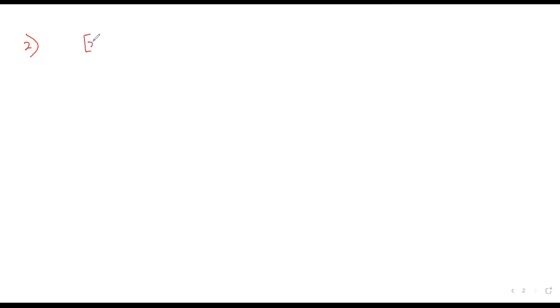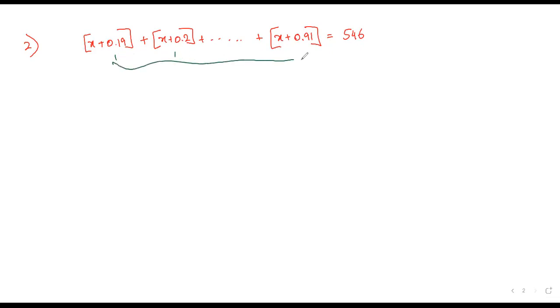It is given: floor of (x plus 0.19) plus floor of (x plus 0.2) plus ... plus floor of (x plus 0.91) is equal to 546. Now, if you count the number of terms from 91 to 19, we'll find out that there are 73 terms in total.